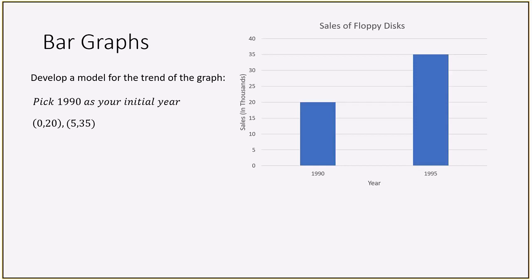Now, it is worth mentioning that if you really want to, you could put your sales in the thousands. So instead of (0, 20), you could do (0, 20,000). It's not going to really affect your final outcome. Your model might look a little bit different from mine.